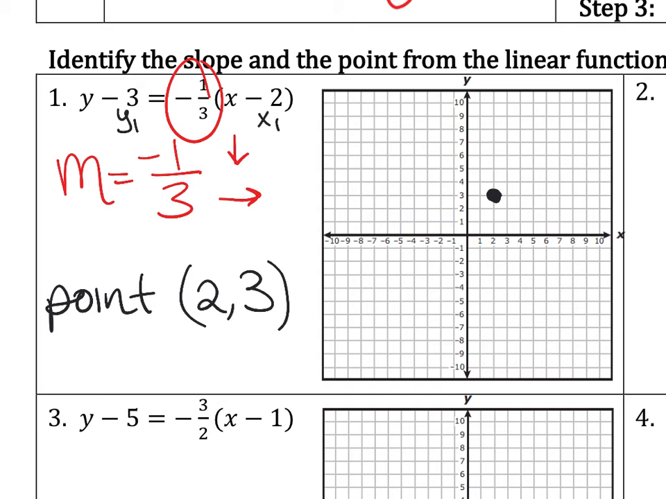From that coordinate point, I'm going to use my slope to find more points, which means I'm going to count down how many and over how many. And then that's my next coordinate point. I repeat that again. Down, over 3. Until I feel confident that I can draw a straight line between those points. So here I go. I'm putting my ruler down. And I'm going to draw a straight line across the whole graph with arrows at the end.